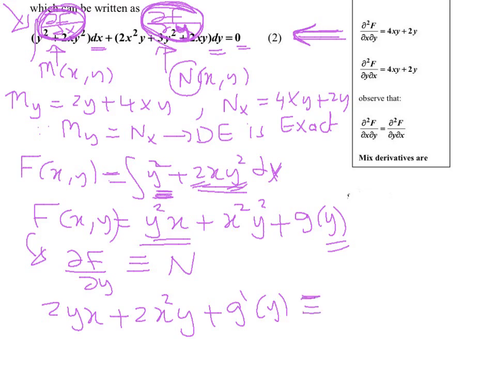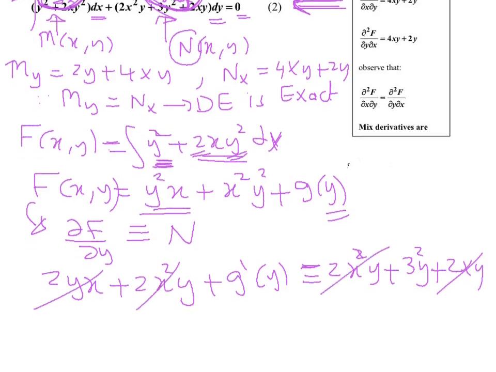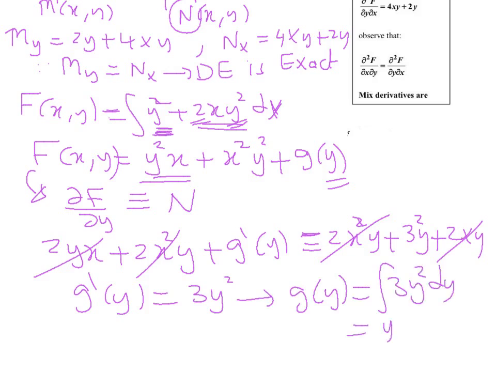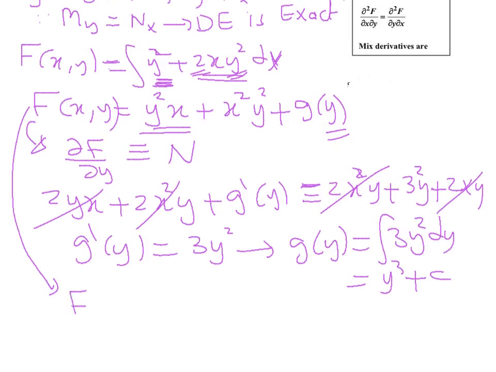Compare it with n, and n is 2x squared y plus 3y squared plus 2xy. You see 2xy is equal to 2xy here, 2x squared y is 2x squared y, so g prime of y is equal to 3y squared. So g of y is the integration of 3y squared with respect to y, which is y cubed plus c. So you can write back the function, which is the solution, x plus x squared y plus y cubed.